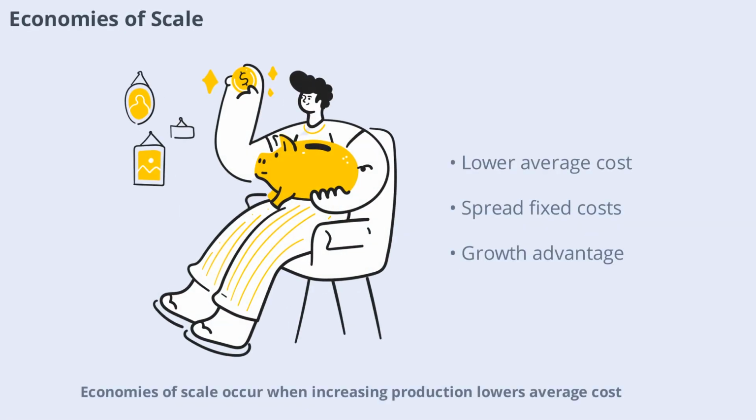Economies of scale occur when increasing production lowers average cost. This happens because fixed costs are spread over more units and sometimes because of operational efficiencies. Large companies often benefit from economies of scale, which gives them a competitive edge. Recognizing this helps businesses plan for growth.